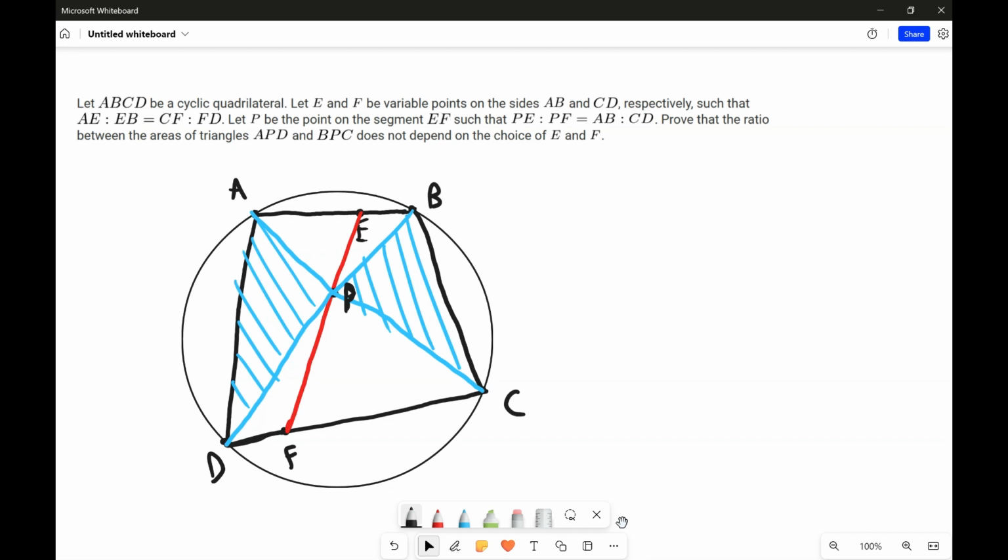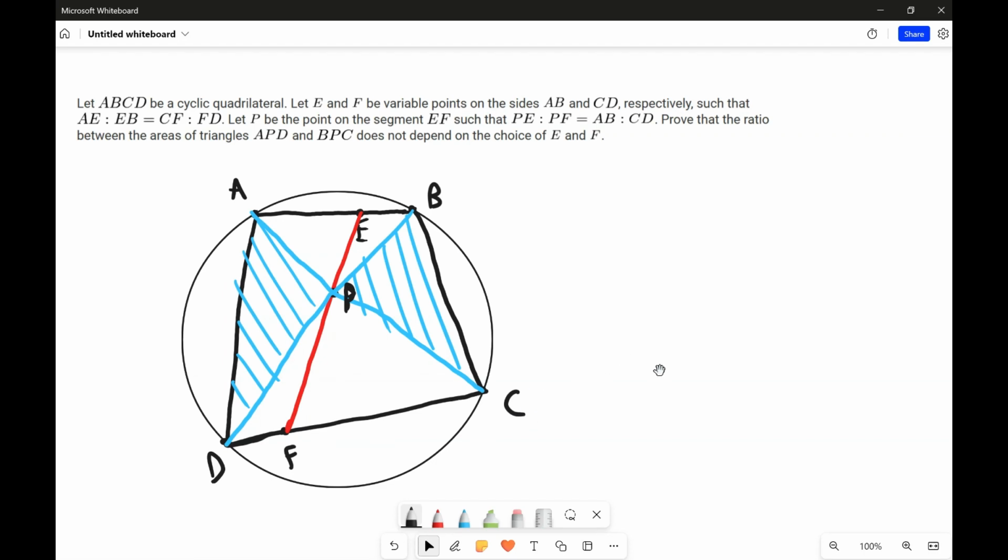and F. So the first thing we need to do is find out how we're going to find the area of APD in the first place. We have this point P in the middle here that is expressed in terms of E and F and the side lengths AB and CD. So in fact, we can express the area of APD as a function of the area of AED and the area of AFD. In particular, APD is equal to some constant times the area of AED plus another constant times the area of AFD.